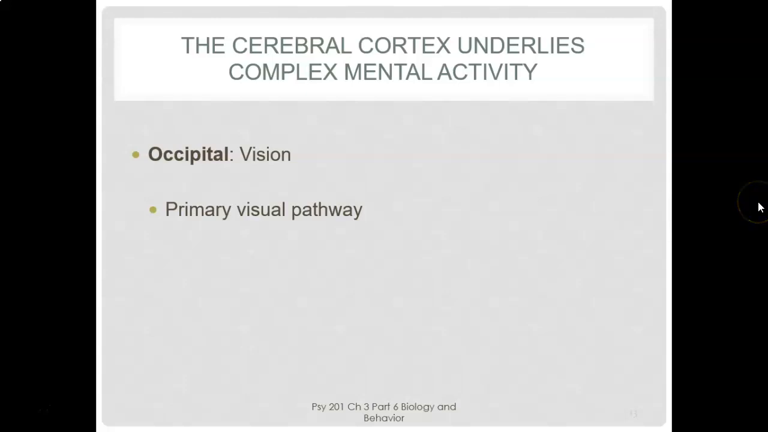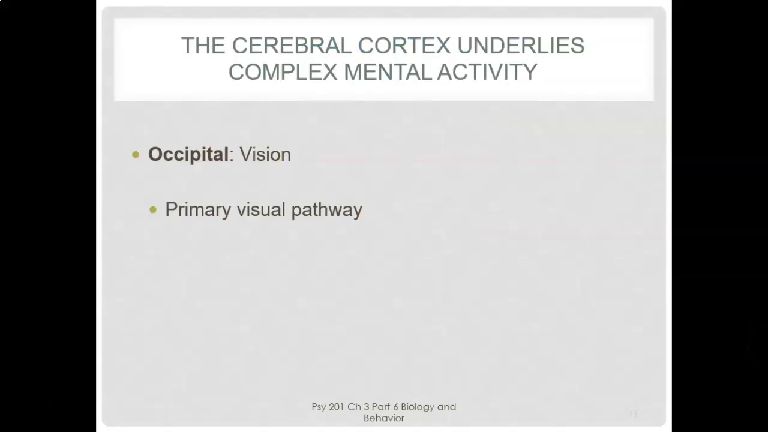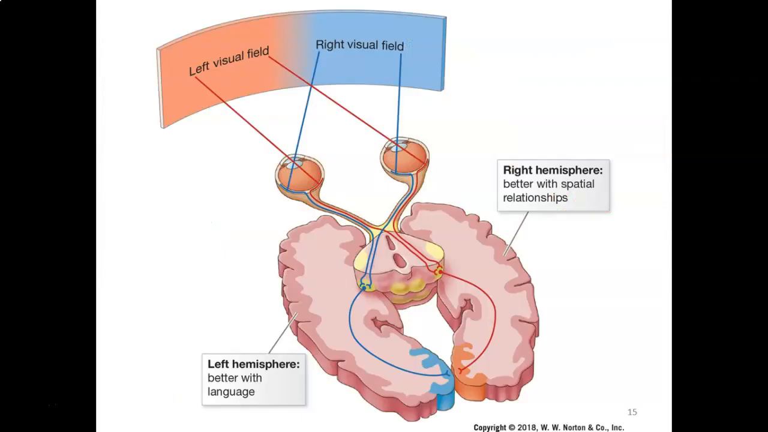And then we get to the occipital lobe, and this is responsible for vision. Your primary visual pathway is in the occipital lobe. Now, for some odd reason, the occipital lobe is at the back of the brain, and your eyes are at the front of your head. I don't understand how evolution shaped us to have our primary visual pathway at the back of the head versus the front of the head, but it did. So this is our primary visual pathway.